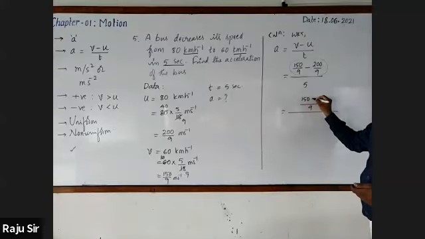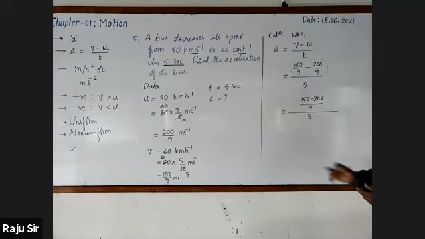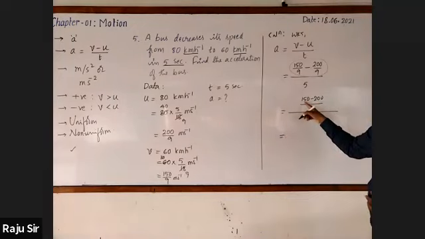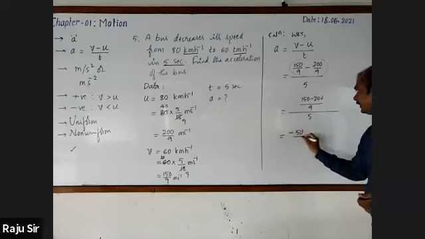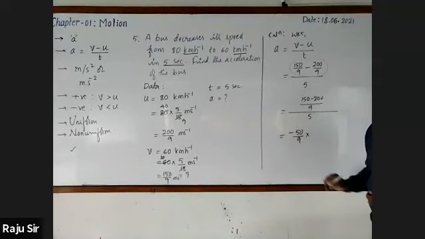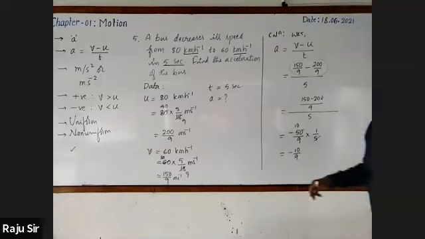I'll write it in detail. 150 minus 200 whole divided by 5. This is equal to, we all know that 150 minus 200 is minus 50. Minus 50 by 9. In the denominator 5 is there. Take the reciprocal. Reciprocal of 5 is 1 by 5. 5 tens are 10, so this will be minus 10 by 9 meter per second.